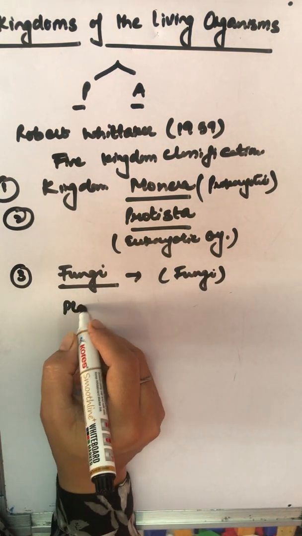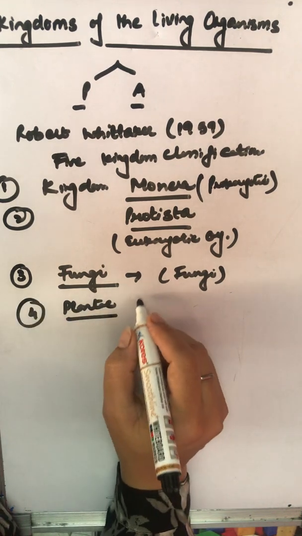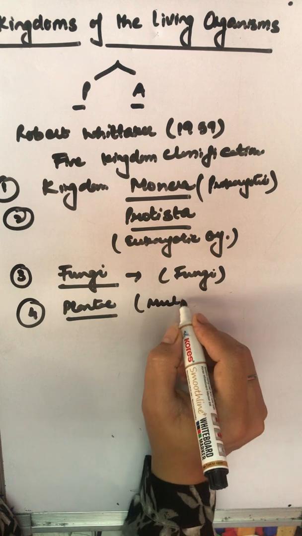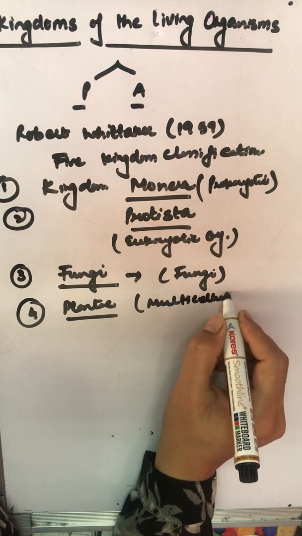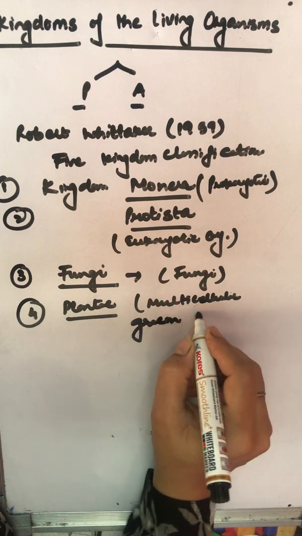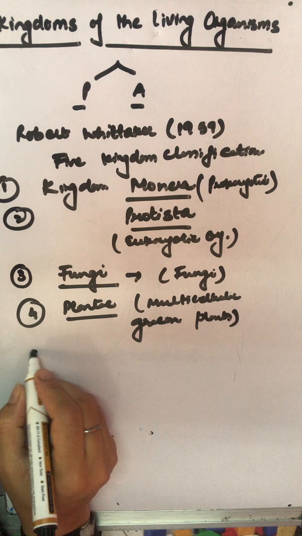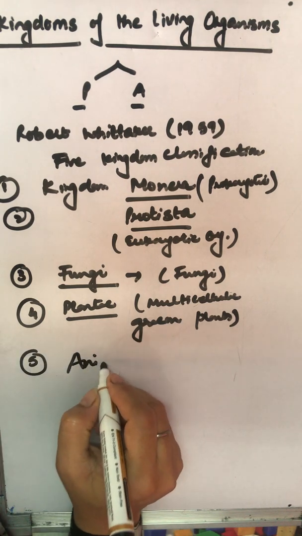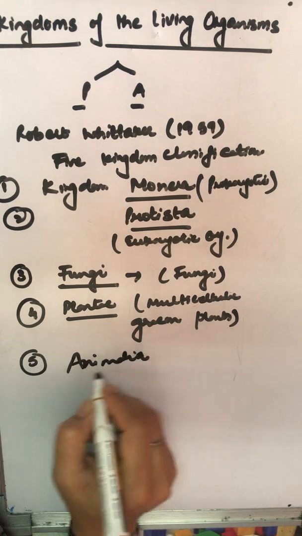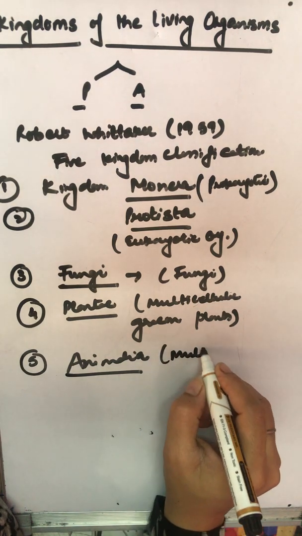Then kingdom Plantae, where the multicellular green plants are included. And finally we move to the fifth kingdom, that is Animalia, where multicellular animals are included.